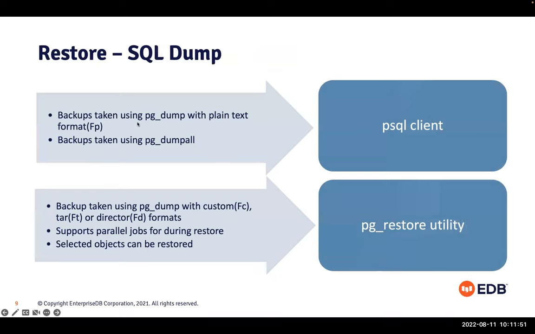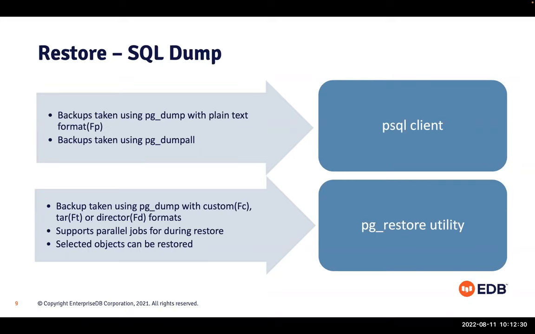So now these are the restore options. The backup which I have taken by using SQL dump, I can restore by using the PSQL utility as well as the pg_restore utility. PSQL will help you if you have taken the backup in plain text format. And if you have taken the cluster level backup by using pg_dumpall, in that scenario, while restoring your cluster, PSQL utility is useful, that I'll show you.